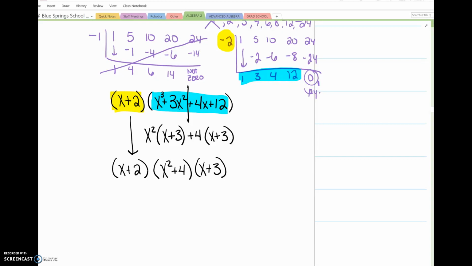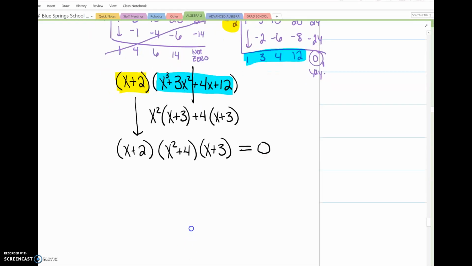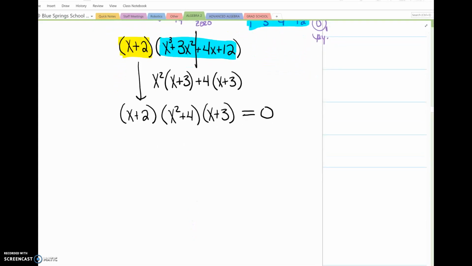This is now fully factored, and we need to put it equal to 0 so that we can solve it. Okay, our solutions. X plus 2 is going to give us the solution x equals -2. And we knew that from the synthetic division. That synthetic division gave us -2 as a definite solution.